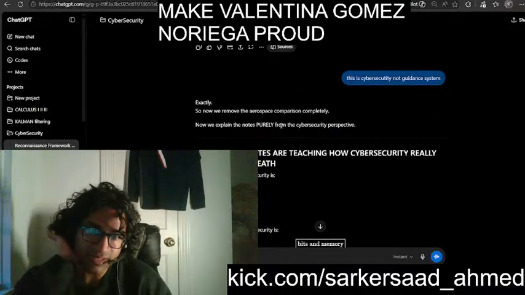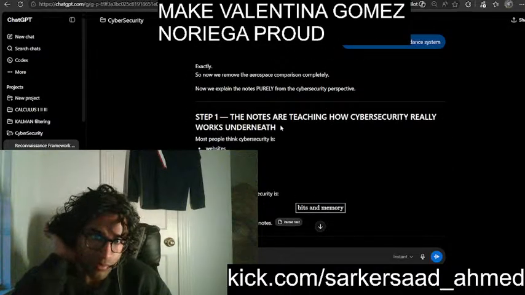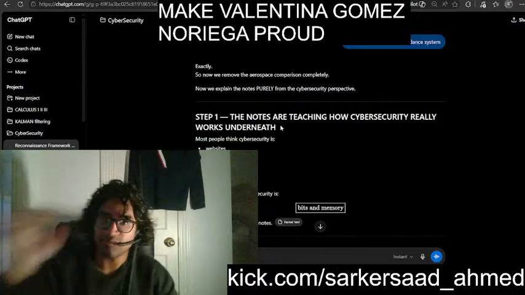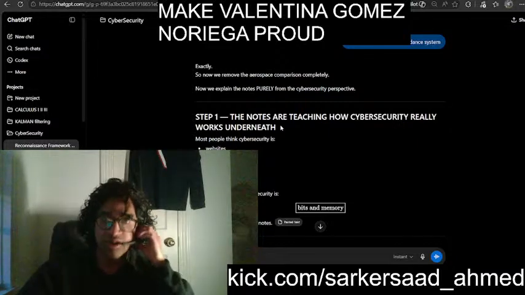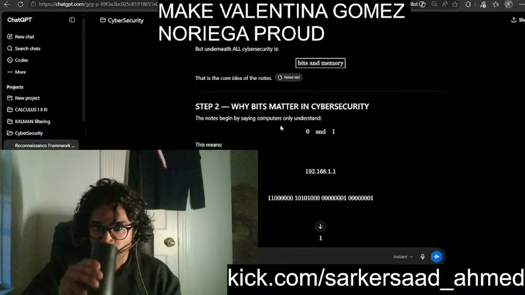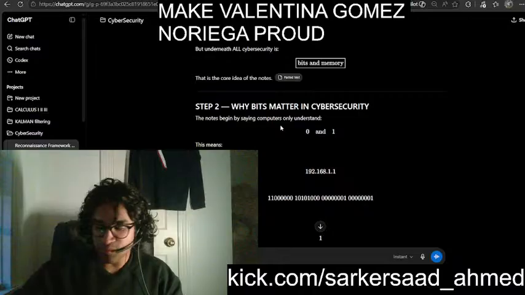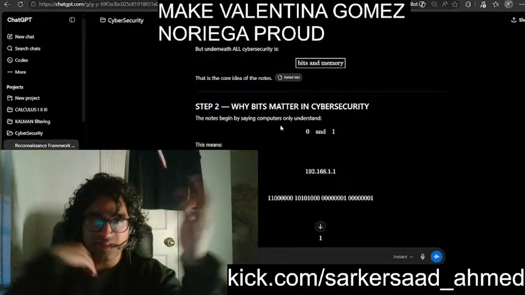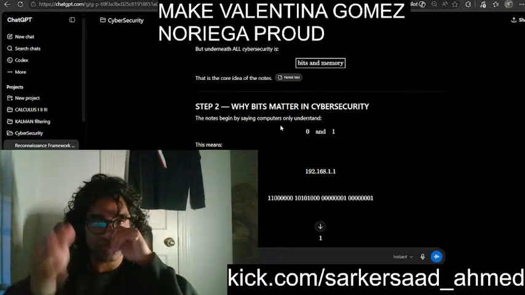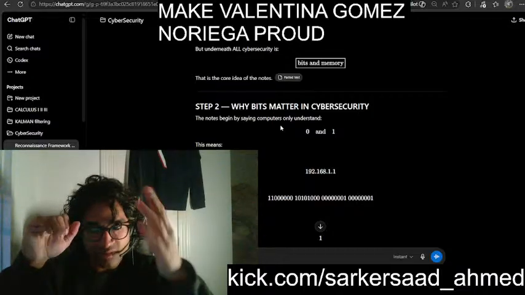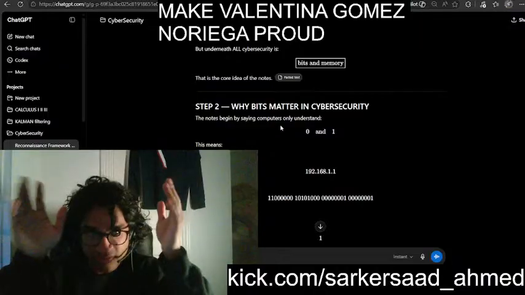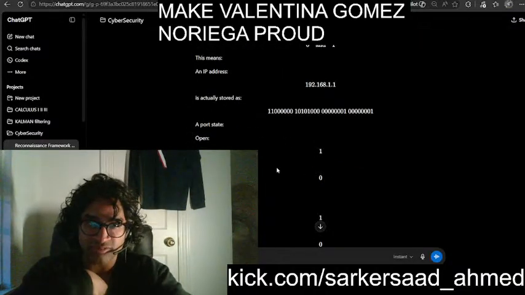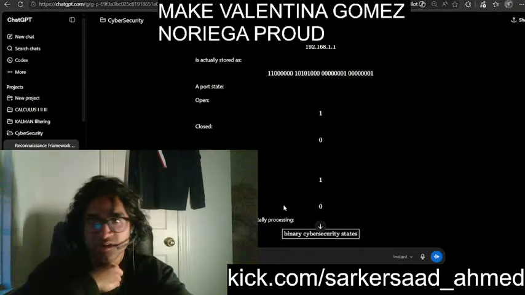Okay. So they said that most people think cybersecurity is just websites, malware, exploits, scanners, terminal. But underneath all cybersecurity is bits and memory. So this is the core idea of the notes. Bits matter because the notes begin by saying computers only understand 0 and 1. This means an IP address like 192.168.1.1 is actually stored as the binary value for 192, binary value for 168, binary value for 1, binary value for 1. And a port state open is 1, closed is 0. A vulnerability exists, 1, not found, 0.